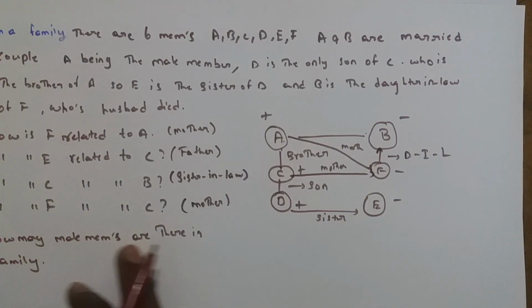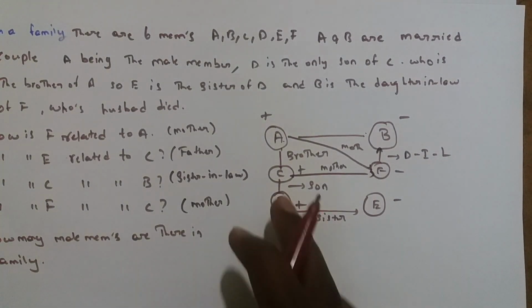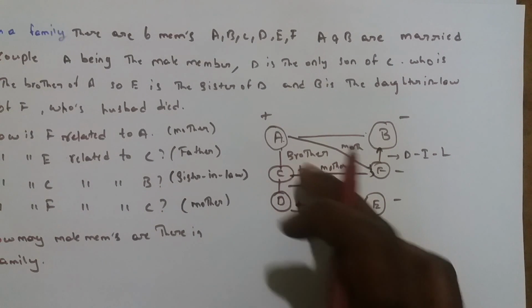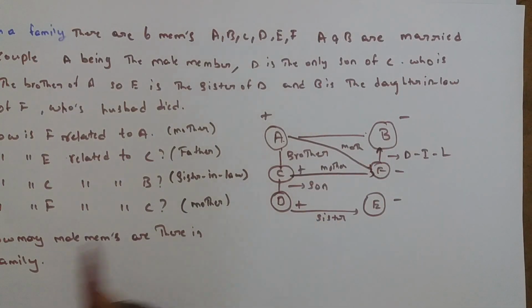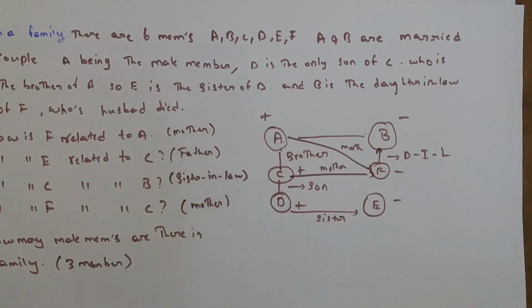How many male members are there in the family? See here, 1, 2, 3. Total 3 male members are there in the family.